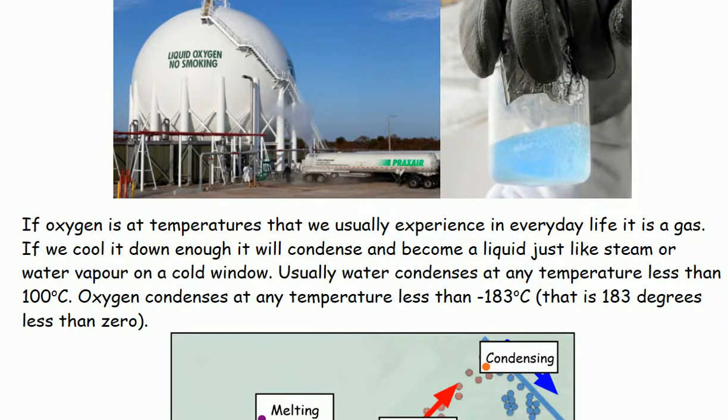If oxygen is at temperatures that we usually experience in everyday life, it is a gas. If we cool it down enough, it will condense and become a liquid, just like steam or water vapour on a cold window. Usually, water condenses at any temperature less than 100 degrees. Oxygen condenses at any temperature less than minus 183 degrees. That is 183 degrees less than zero.